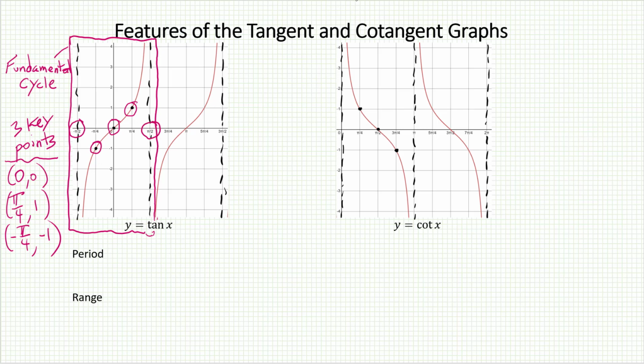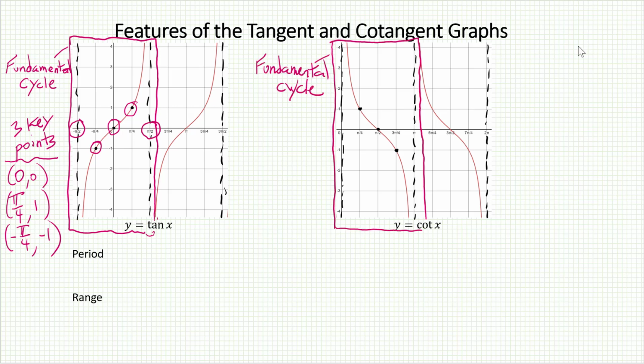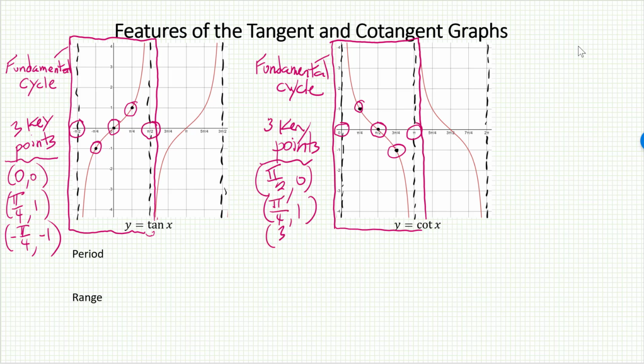Let's make some similar observations for the cotangent function. I've marked out what we refer to as the fundamental cycle of the cotangent function. Notice it's a different section. For cotangent, the fundamental cycle runs between 0 and pi, two of the vertical asymptotes. There are still the 3 key points. The middle point here is at pi over 2 comma 0. And then the halfway points, we've got one here and one here. Looks like pi over 4 comma 1 and 3 pi over 4 comma negative 1. And notice for cotangent, between the vertical asymptotes, the graph falls from left to right.